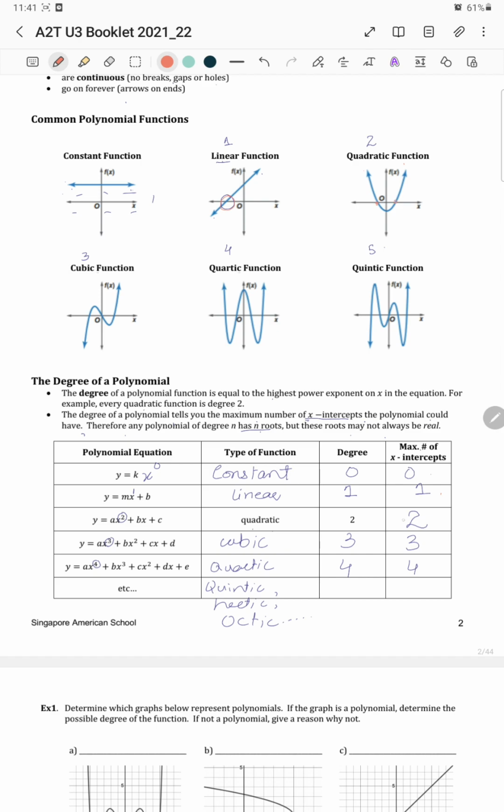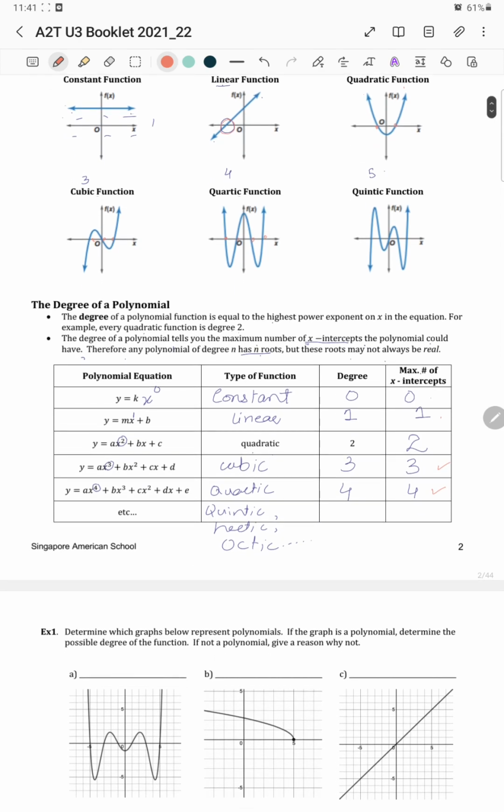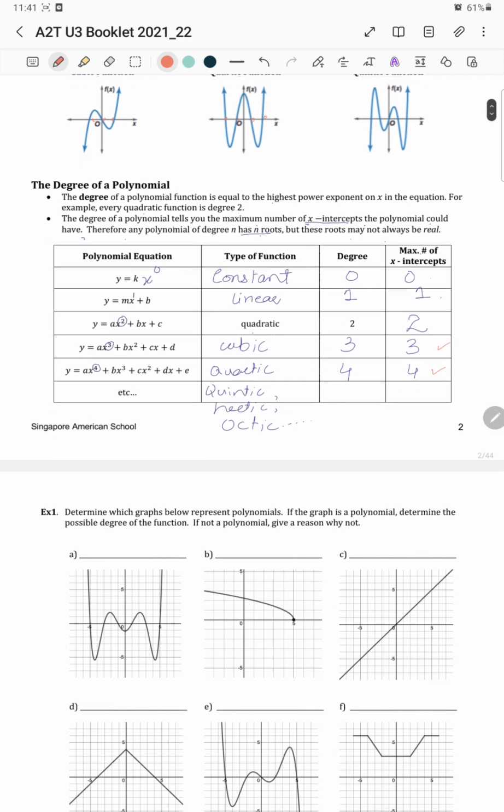Cubic function, so it's intersecting the x-axis at 1, 2, 3 points. So it has x-intercepts 3. Quartic function is intersecting at 1, 2, 3, 4 points. So it has x-intercepts 4. So what are the x-intercepts? The number of points at which the function intersects with the x-axis. It is called the degree of the function or the x-intercepts or the roots of the function.